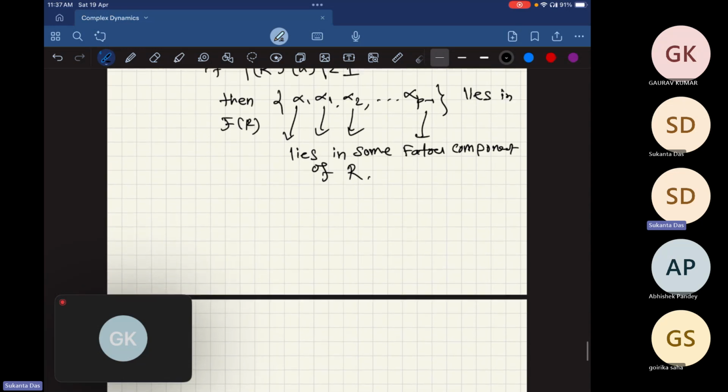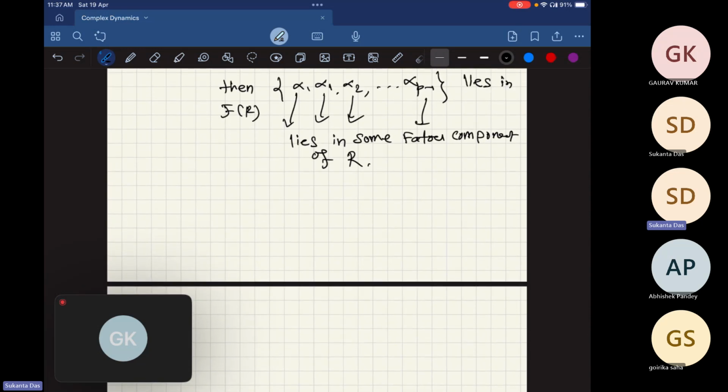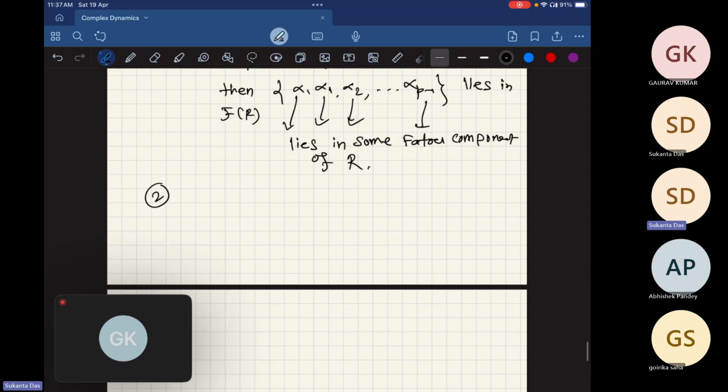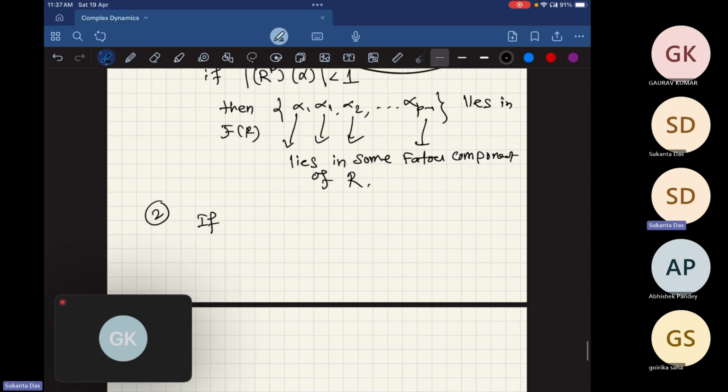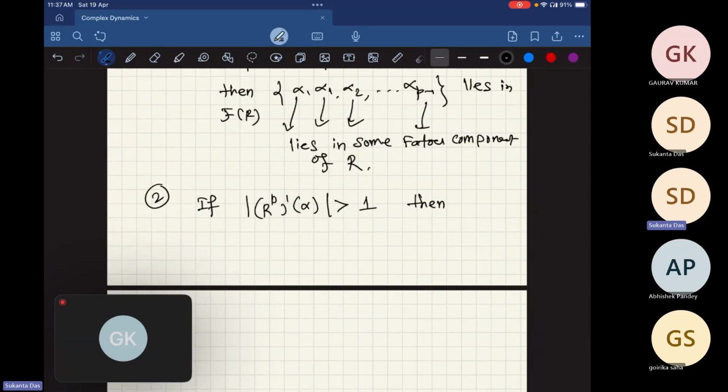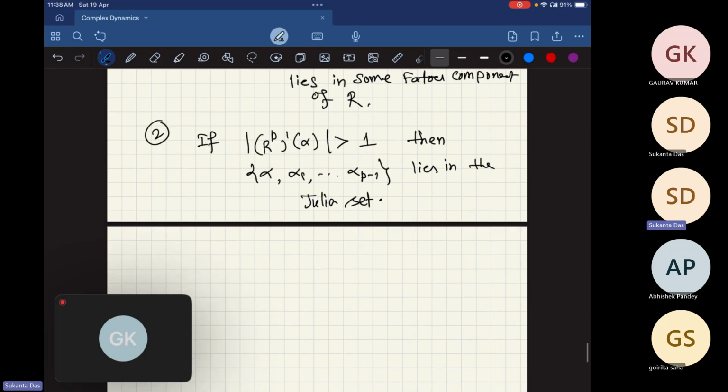So yeah, this is quite nice, but for the repelling and indifferent fixed points, this has a connection with the Julia set. So that is what I'm going to talk about now. The second one is that if this R^p derivative at alpha is strictly greater than 1, then, so I'm talking about this generalized case, not always for fixed points, similarly these points alpha 1, all these points alpha p minus 1, this cycle lies in the Julia set. So in particular, one can say that repelling fixed points are in the Julia set.